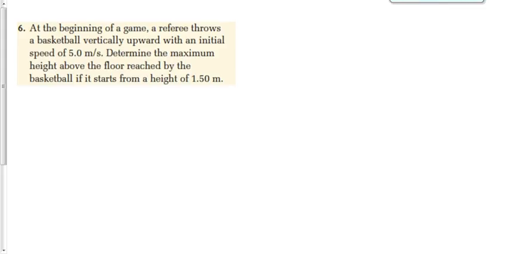It says, at the beginning of a game, a referee throws a basketball vertically upward with an initial speed of 5 meters per second. Determine the maximum height above the floor reached by the basketball if it starts from a height of 1.5 meters. I think I know right away when I read this where the mistakes were made on this one. This is an acceleration problem. This is a group B problem, right?